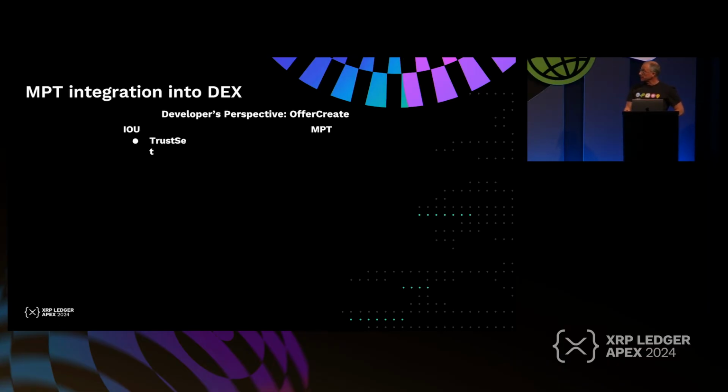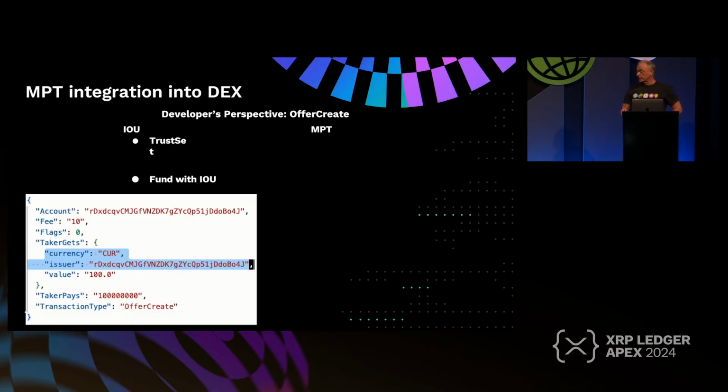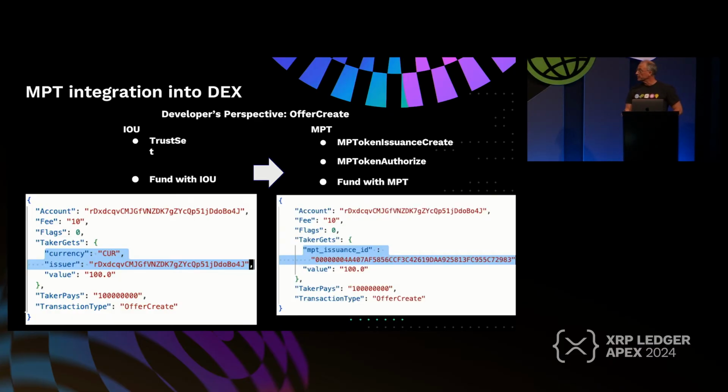Let's consider the offer create example, and let's look at IOU and MPT. So for IOU, trust set has to be submitted to establish a trust line between the issuer and account. Account has to be funded with IOU. And finally, offer create has to be submitted. For MPT, MP token issuance create has to be submitted to create the token. MP token authorize has to be submitted to enable the account to hold MP token. Account has to be funded with MPT. And finally, offer create has to be submitted.